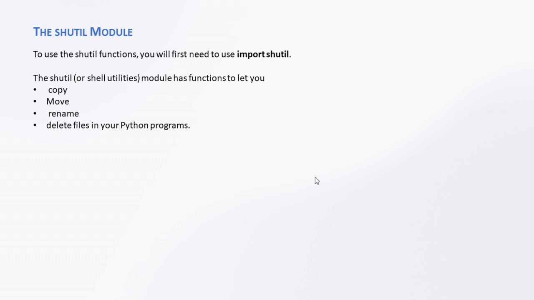First of all, for this entire section of organizing files, it's very important that you import the shutil module, because the shutil module provides shell utilities for copying files, moving files or folders, renaming files, and deleting files in programs. So the first line of code when you're working with files is import shutil, which means we are going to import the shutil module.